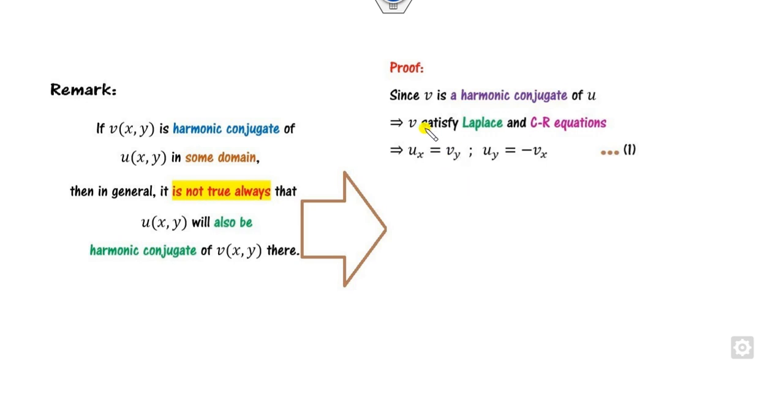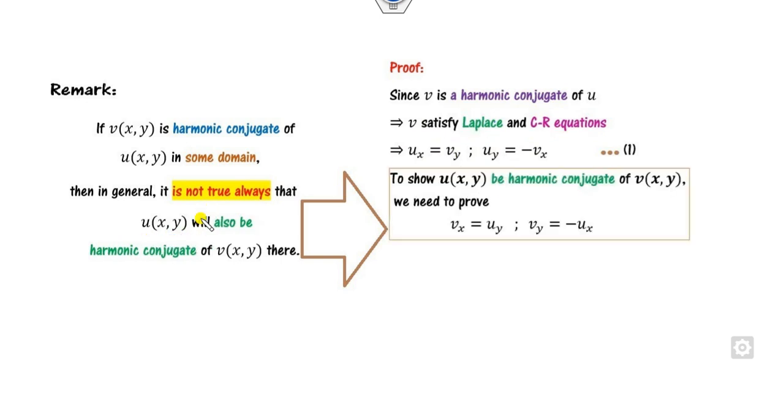That means V satisfies the Laplace equation. Laplace equation means Vxx plus Vyy is equal to 0, and it satisfies the CR equation. Then your target is to prove whether U is a harmonic conjugate or not. So for that you need to prove U satisfies the harmonic function, number one. Second is this must satisfy.